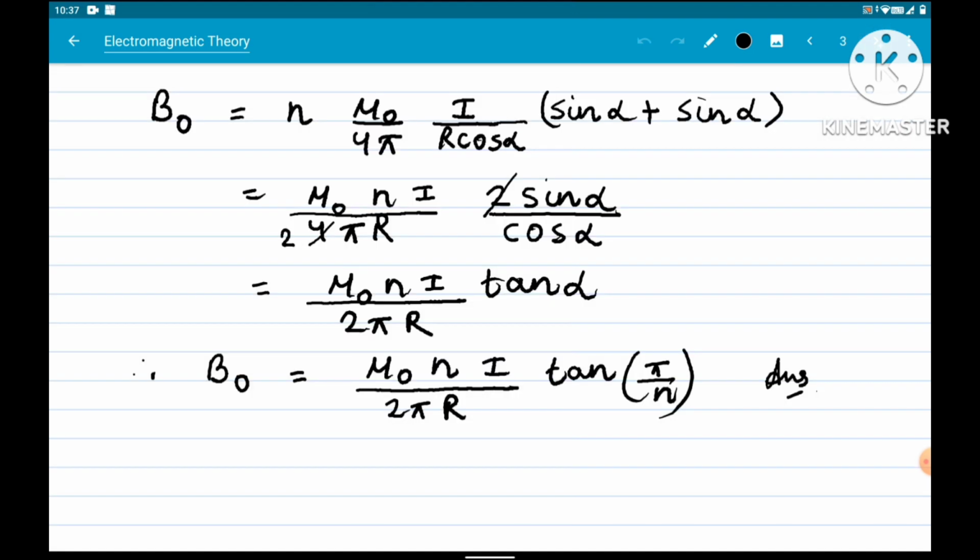So finally we get n multiplied by mu naught by 4 pi, I by r cos alpha, into sine alpha plus sine alpha. Here the 2 and 2 will get cancelled, and finally we will get mu naught n I by 2 pi r tan alpha, and alpha is equal to pi by n. So finally the magnetic field at the center O is equal to mu naught n I by 2 pi r tan pi by n. Thank you.